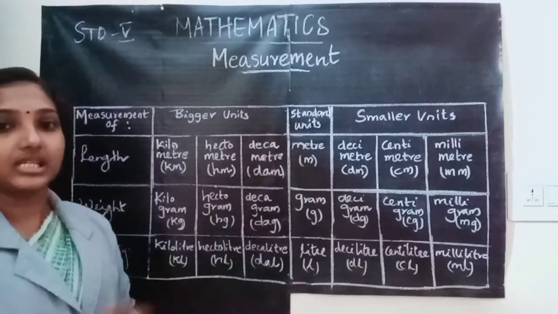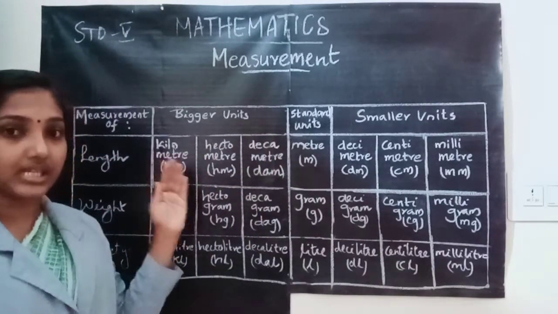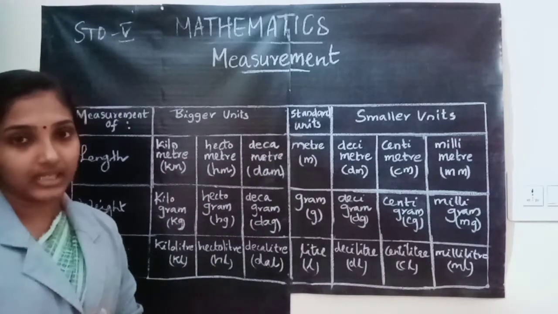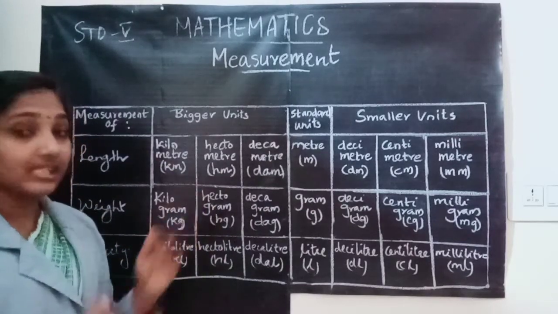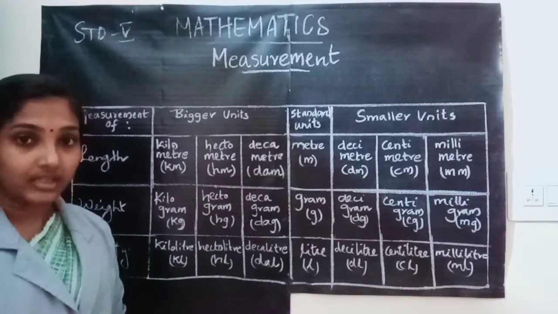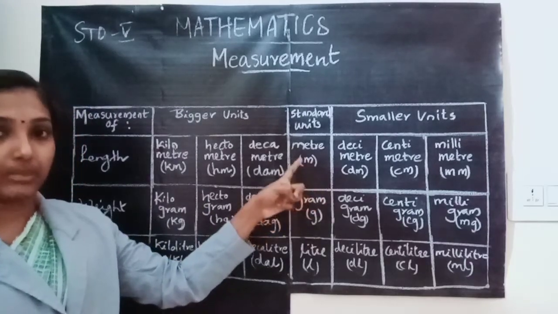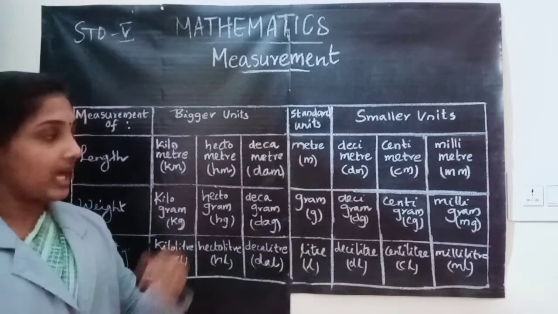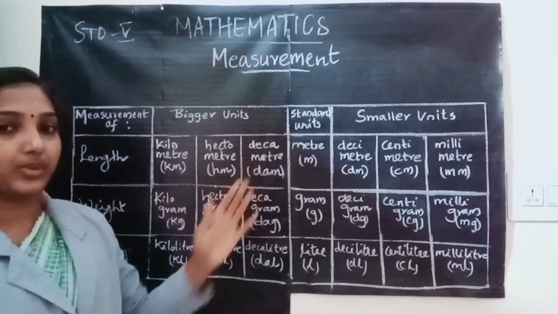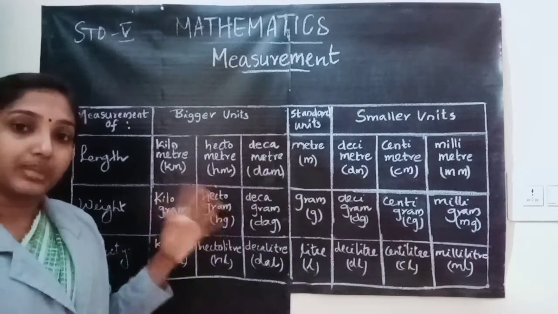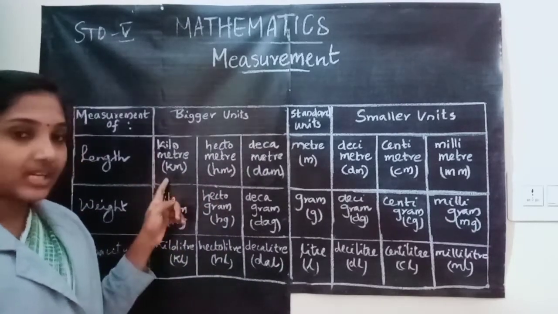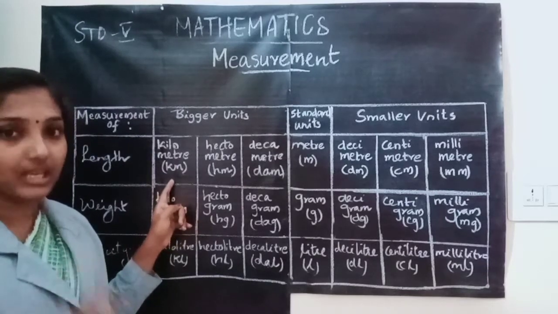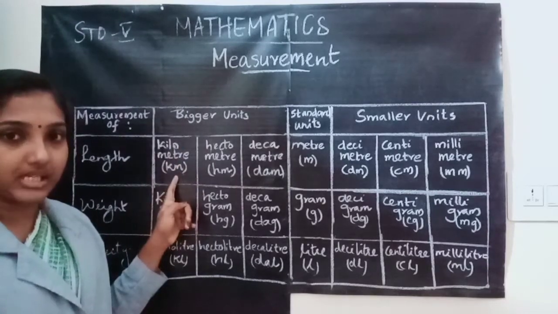So there are 7 units. These are the units which we use to measure length. Okay, and the standard unit of measuring length is meter. Meter is the standard unit of measuring length. And there are other 6 units also we use to measure length. So the first unit or the biggest unit we use to measure length is kilometer.